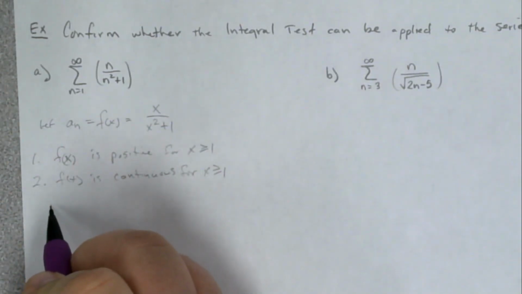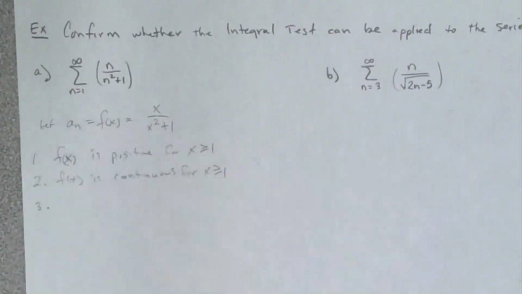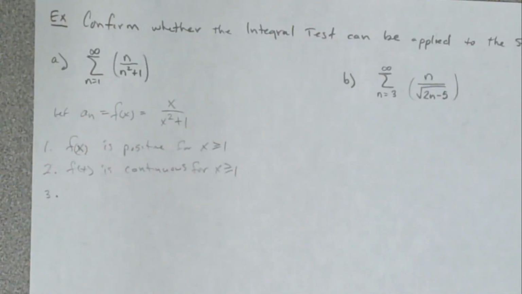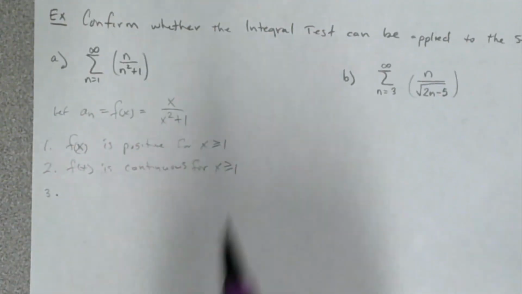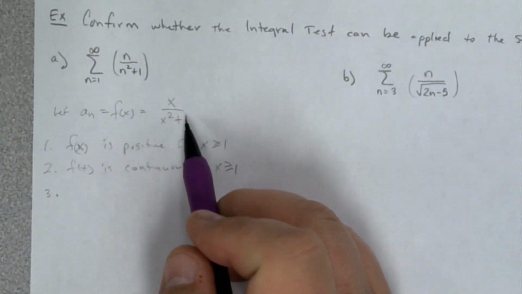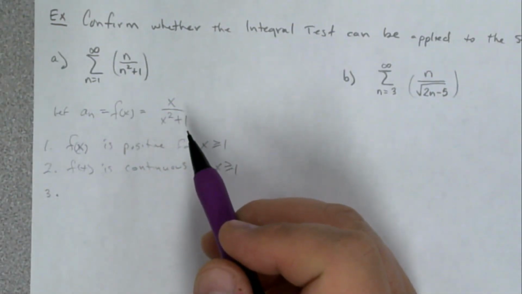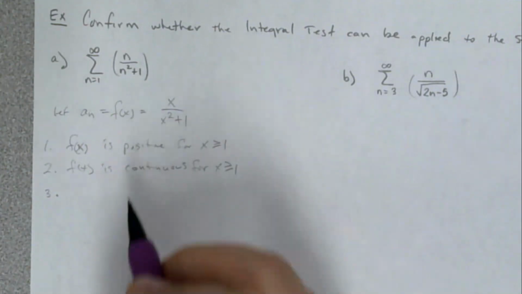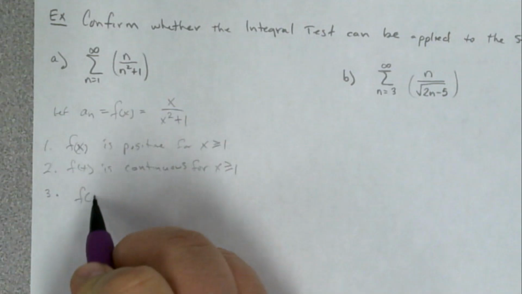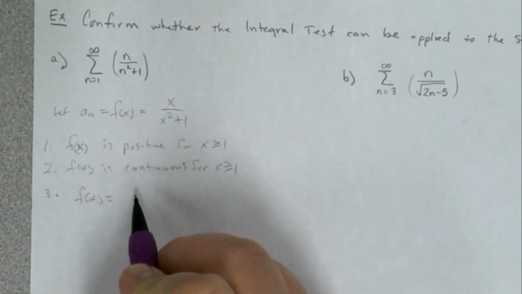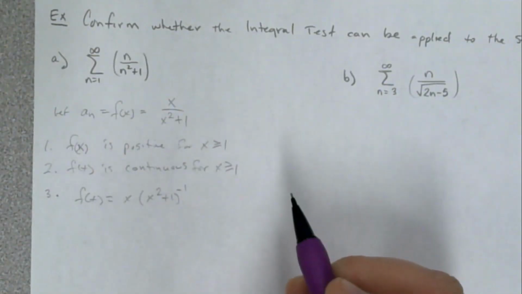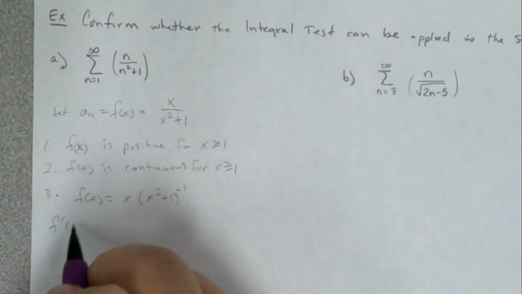Okay, so the third one is to show that f is decreasing. So how might I be able to do that? Well, to show that this function is decreasing, I can take its derivative and show that f is decreasing when x is greater than or equal to 1. So that's what we do. So what is f of x? If I rewrite it as a product, then I'll have x times (x squared plus 1) to the negative 1. And we can do the product rule here.